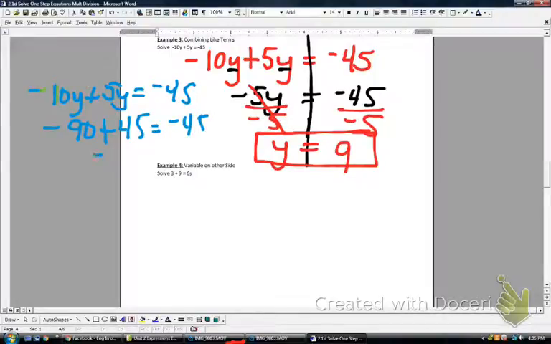Negative 90 plus 45 is negative 45. So it does check. My solution of y equals 9 is correct. Okay, let's look at the next one.